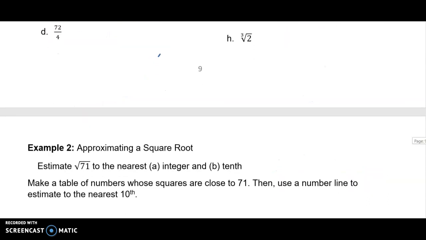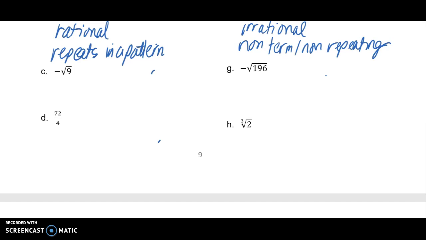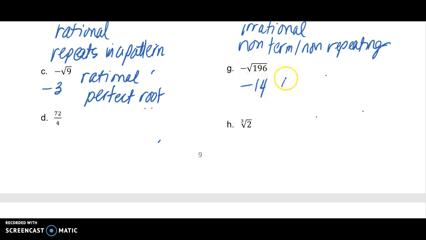Let's look at letter C. It is the negative square root of 9. And again, if you've been studying your roots, you know that this one can be evaluated as -3. -3 can be written as a fraction. Therefore, this is a rational number because it is a perfect root. Okay, letter G is also a perfect square. 196 has a square root of 14. So if I evaluated this, I would get -14. So therefore, it is rational. And again, it's a perfect root.